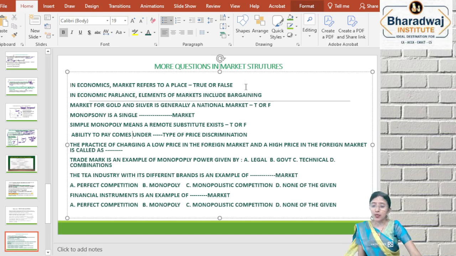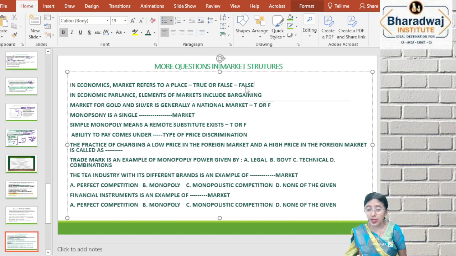In economics, market refers to a place. True or false? False. In a common man's understanding, market is a place, whereas in economics it's an institutional arrangement. It's a commercial condition where buyers and sellers meet and negotiate a price, and a final price gets fixed. You require a buyer, a seller, bargaining, and a final price to be settled, for all goods and services, but place is not a condition.